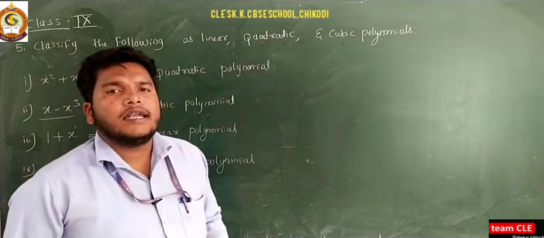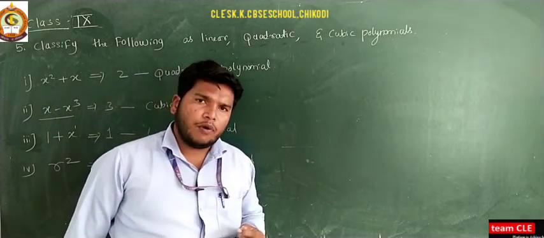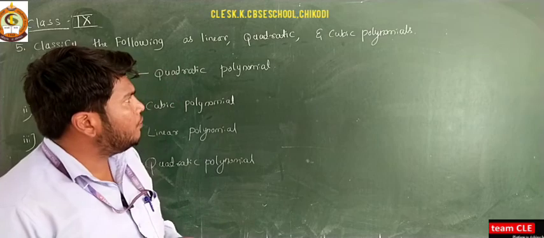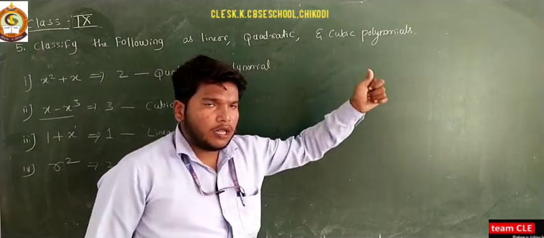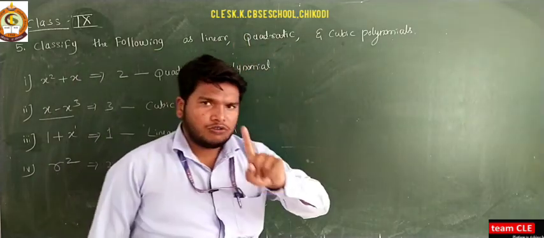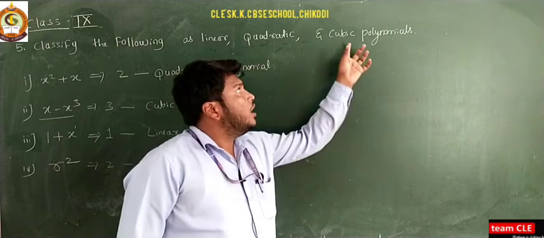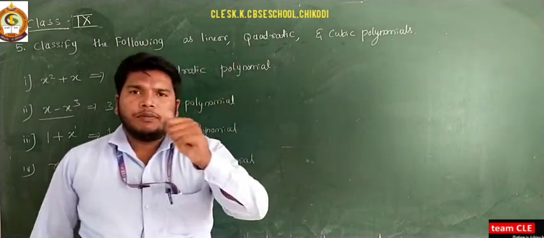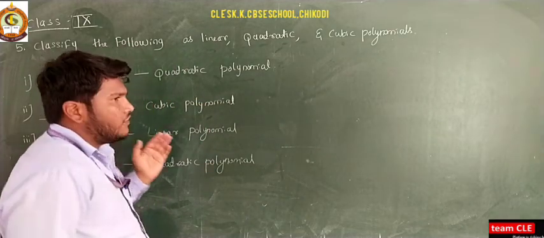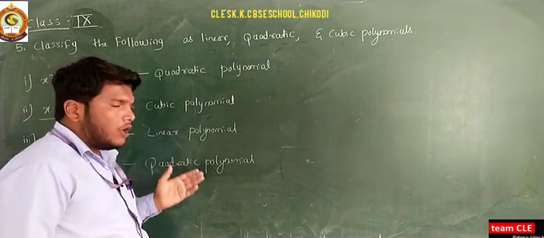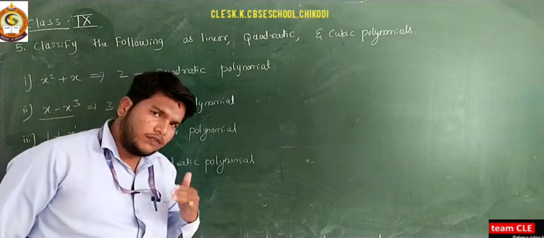Also you have learned the degree of the polynomial. The highest power of the variable is called the degree of the polynomial. Under degree of the polynomial you have studied the linear polynomial, quadratic polynomial and cubic polynomial. Linear polynomial means the highest power should be 1. Quadratic polynomial, the highest power should be 2. Cubic polynomial means the highest power should be 3. Based on this you have solved some examples of exercise number 2.1, and also you have learned the types of expression: monomial, binomial, trinomial and polynomial.